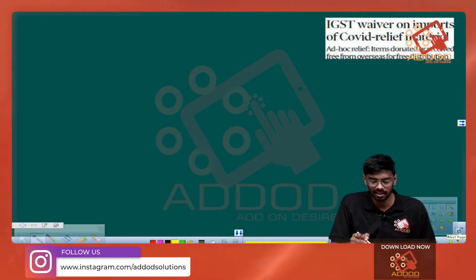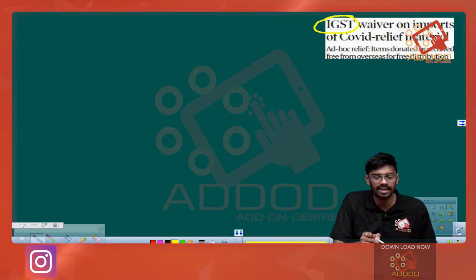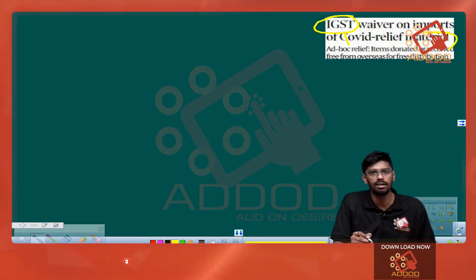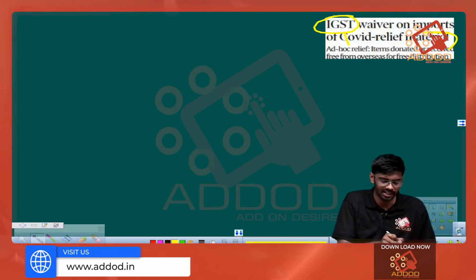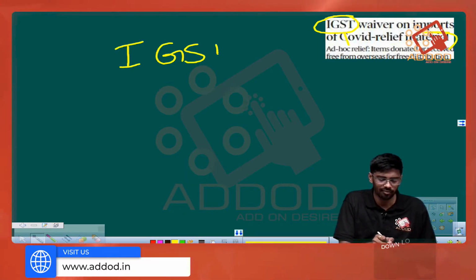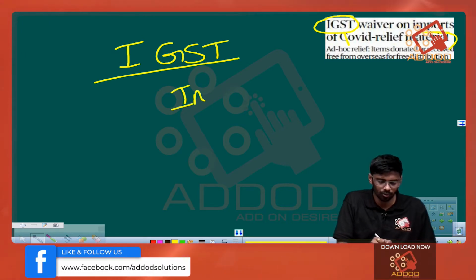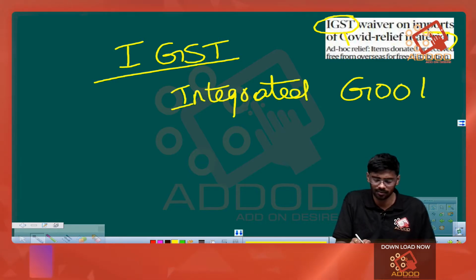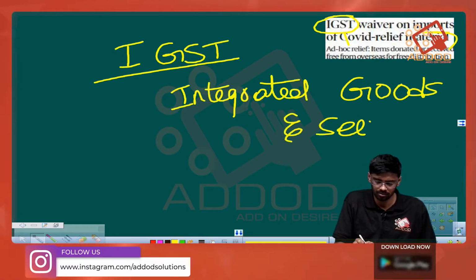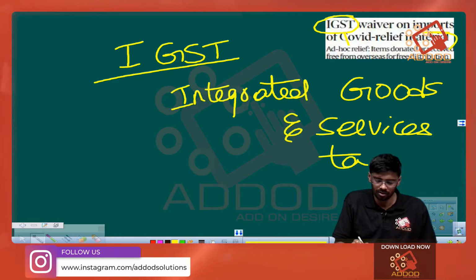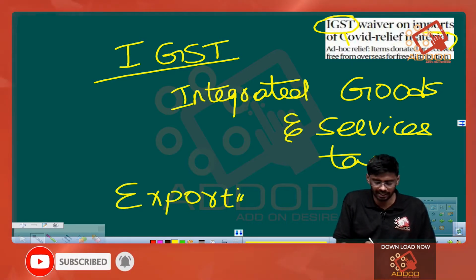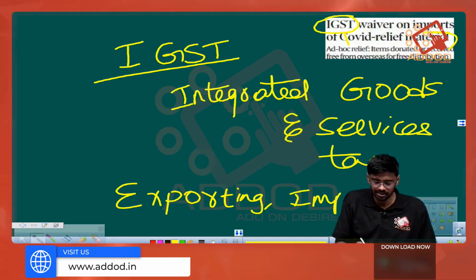First, we have an article where it is stated the IGST is waived off on the imports relating to the COVID relief material. So, what is this IGST? IGST stands for Integrated Goods and Services Tax. So, if you are exporting or importing any material, then this IGST will be levied.